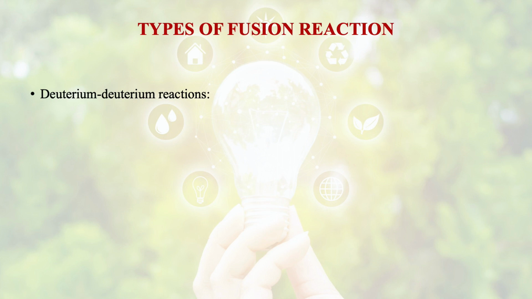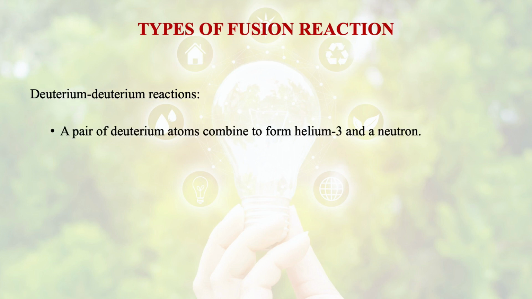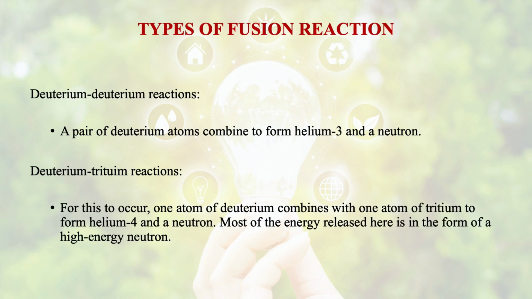The next type of fusion reaction is the deuterium-deuterium reaction. A pair of deuterium atoms combine to form helium-3 and a neutron. And another one is the deuterium-tritium reaction. For this to occur, one atom of deuterium combines with one atom of tritium to form helium-4 and a neutron. Most of the energy released here is in the form of a high energy neutron.